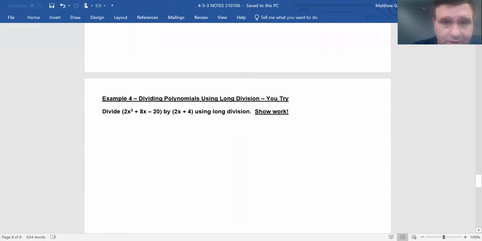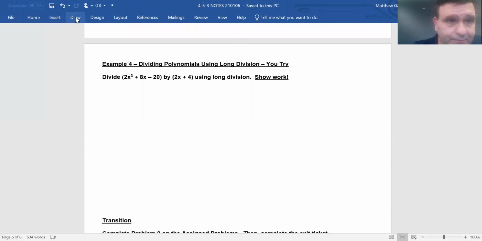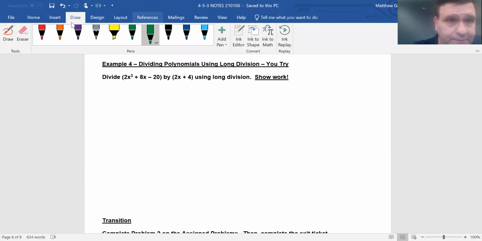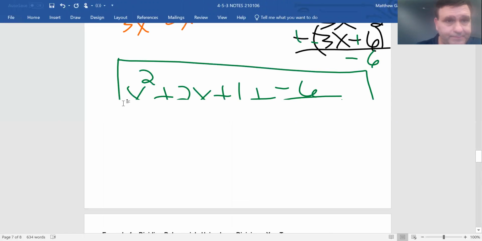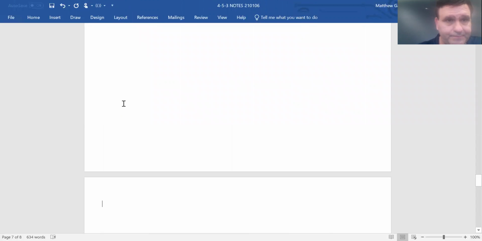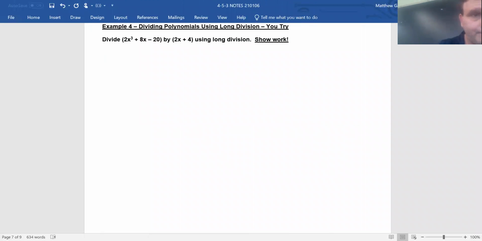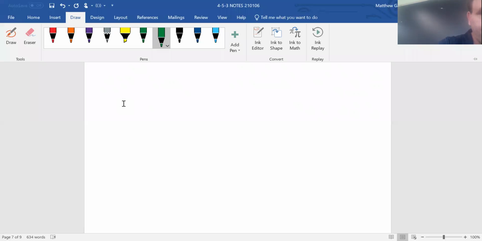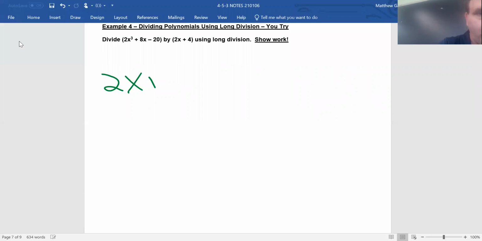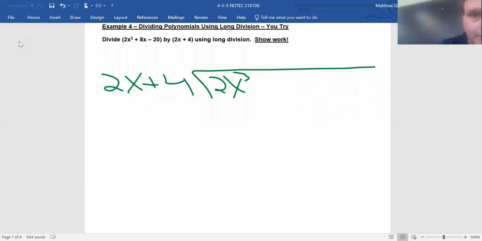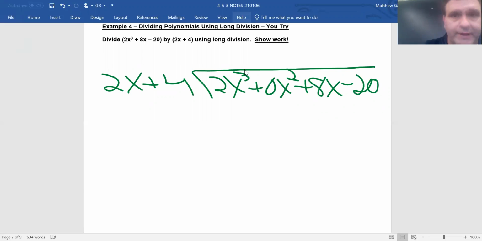Okay. So number 4 is similar. So when you try example 4, the divisor is 2x plus 4, and it's 2x cubed plus 0x squared plus 8x minus 20. So I'll be back to go over that.